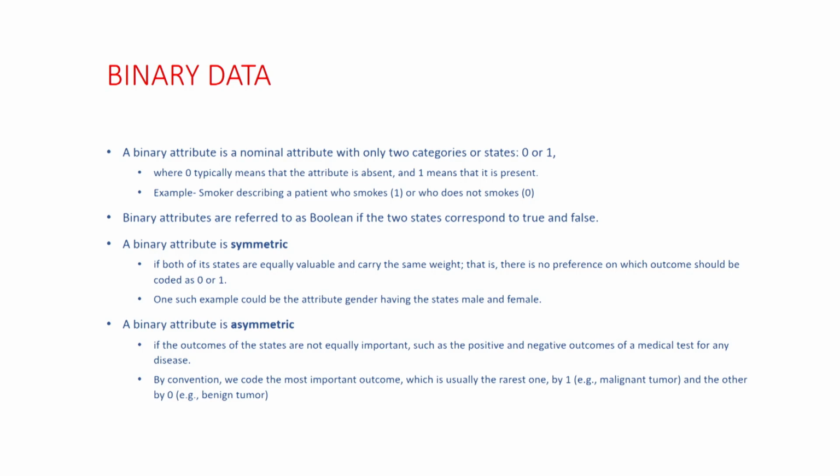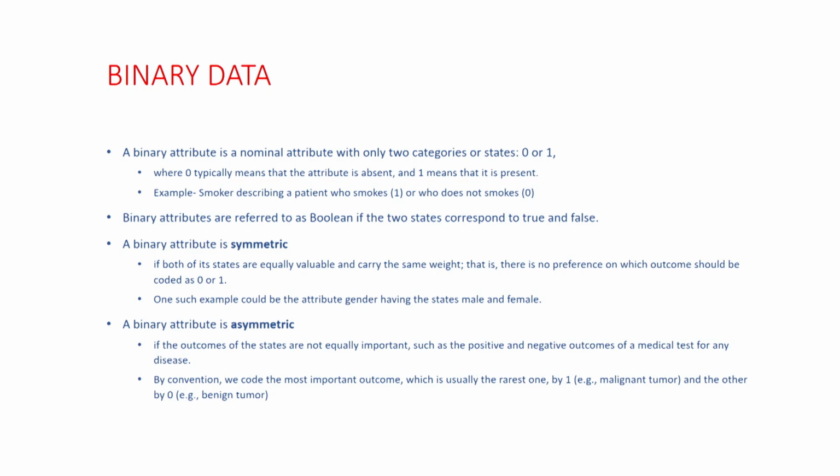Then binary data. Binary data is again an example of categorical data. In this case your attribute will have only two values, which you can always correspond to 0 or 1. For example, suppose there is a feature smoker. For some persons the value will be 0, corresponding to non-smoker, and if the value is 1, it means the person is a smoker. These types of attributes are called binary attributes or binary data, and they also come under categorical data.